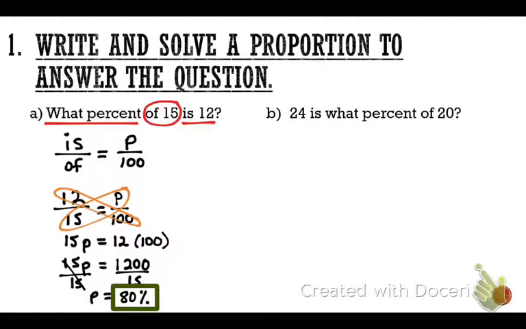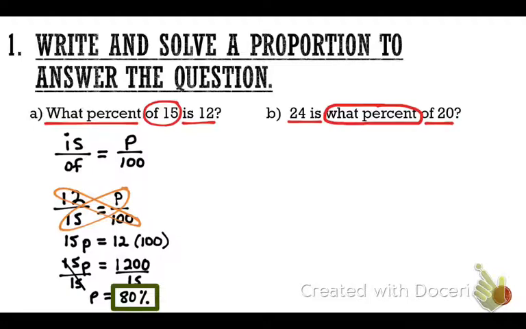Let's go on to problem B. It looks very similar to what we just did. 24 is what percent of 20? I want to circle, underline, and circle again each of the different parts, my is, my of, and my P. So the first thing I'm going to underline is 24 is. Everyone take your red pen and underline 24 is. What do you think I'm going to circle next? Yeah, what percent. The two words, what percent. And finally, we're going to underline of 20.